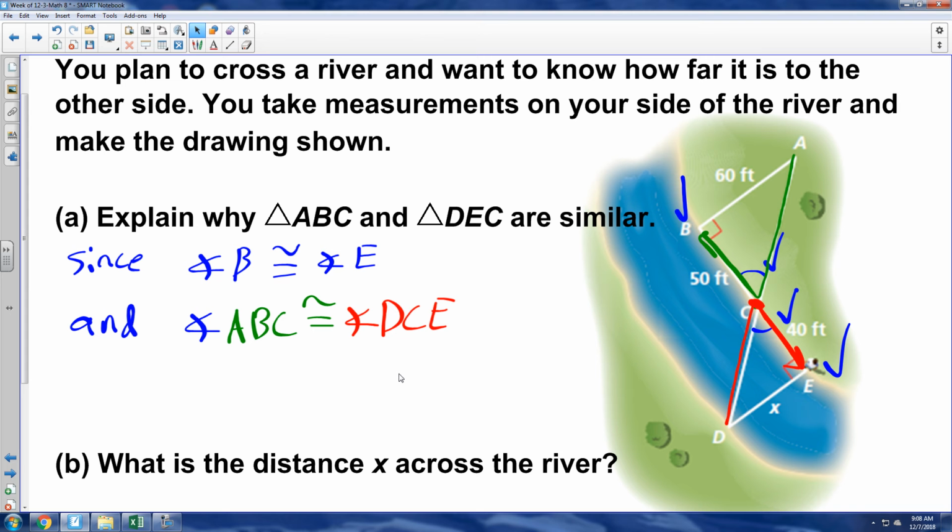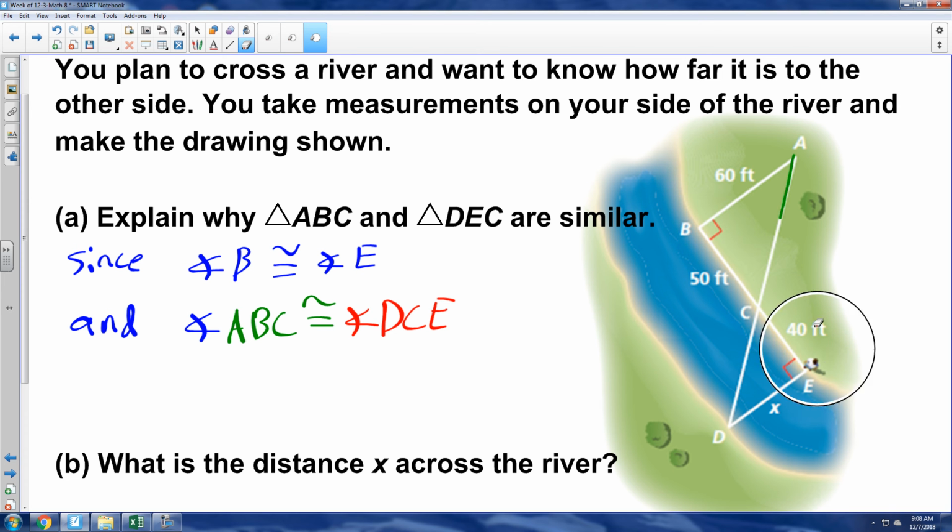There were no numbers here. You couldn't figure out the 3rd set, but we know they're congruent because of common sense. We subtract from 180, we'll get the same thing both times. What is the distance across the river? Now this is a tricky one. I'm going to erase this to make the diagram a little cleaner.